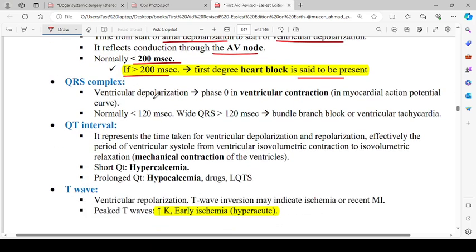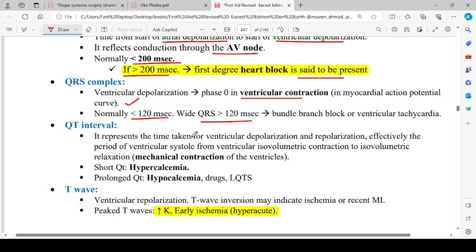QRS complex: ventricular depolarization, phase 0 in the ventricular myocardial action potential curve. Normally less than 120 milliseconds. Wide QRS is more than 120 milliseconds, seen in bundle branch block or ventricular tachycardia.